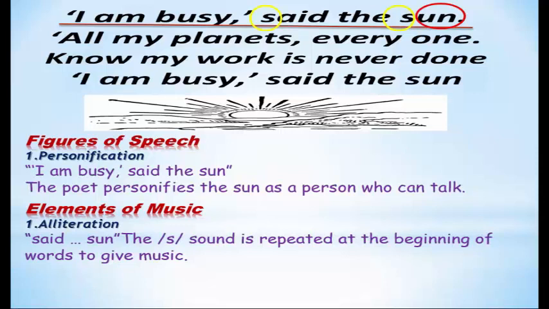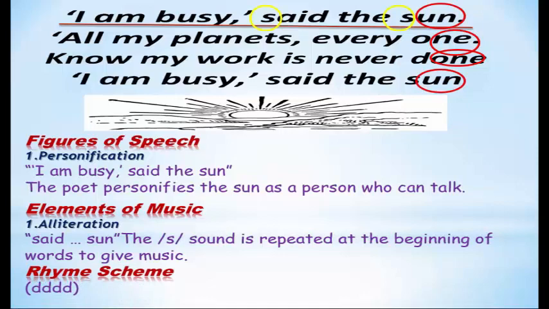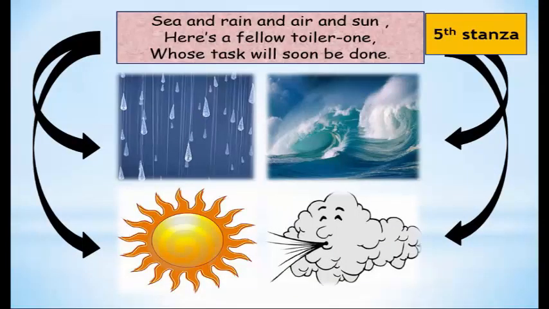We have the rhyme scheme: sun, one, done, sun. So they are repeated and this is the fourth sound. So the rhyme scheme here is D, D, D, D. And here is the fifth stanza, which is the last stanza. "Sea and the rain and air and sun."